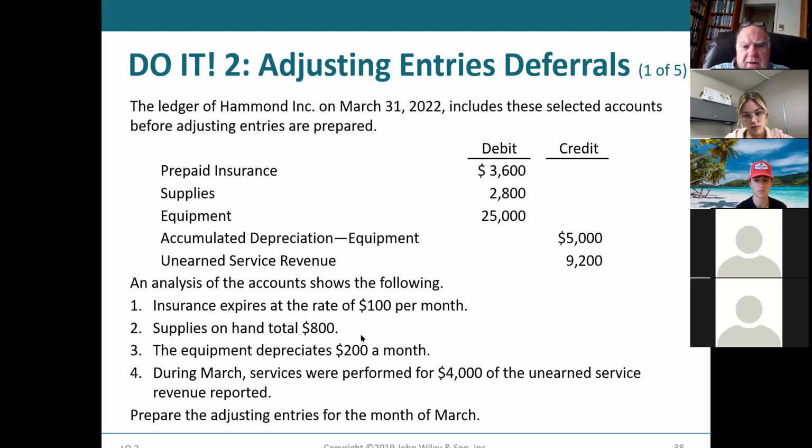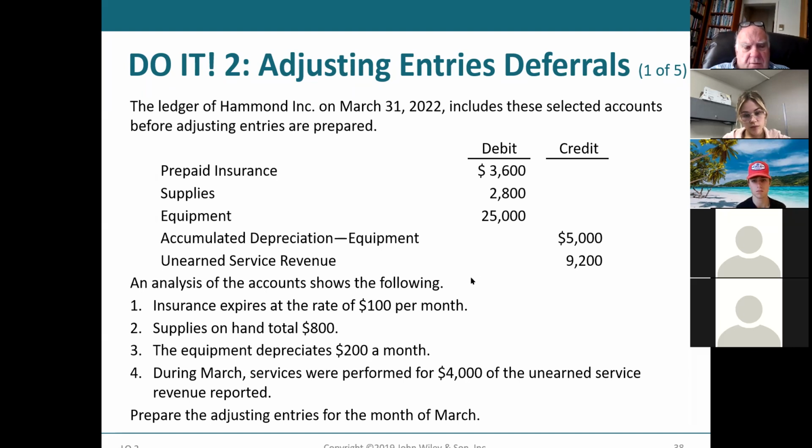Supplies on hand total 800. Well, they had 2,800 on the trial balance. That means they used 2,000. We're going to debit supplies expense and credit the prepaid supplies. The equipment depreciates $200 a month. That's the one I said is easy. That's the debit to depreciation expense and the credit to accumulated depreciation.